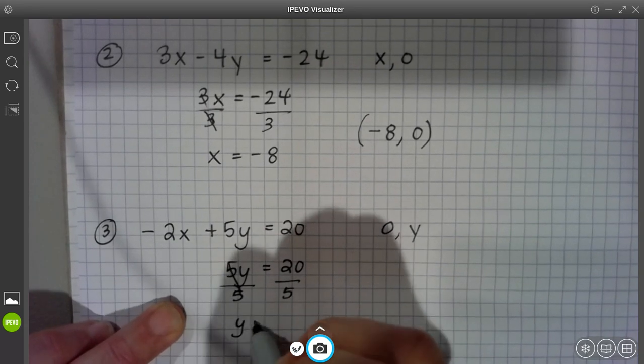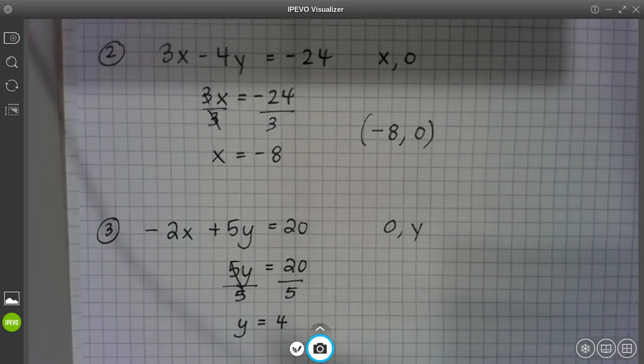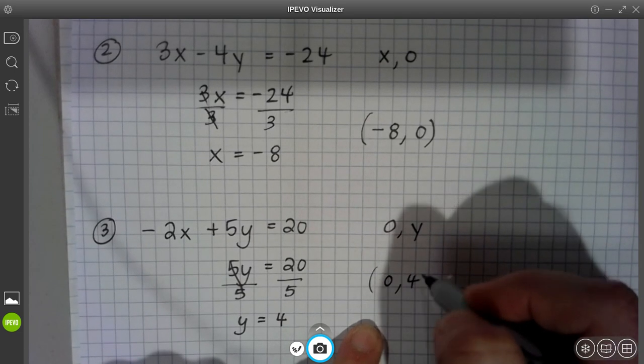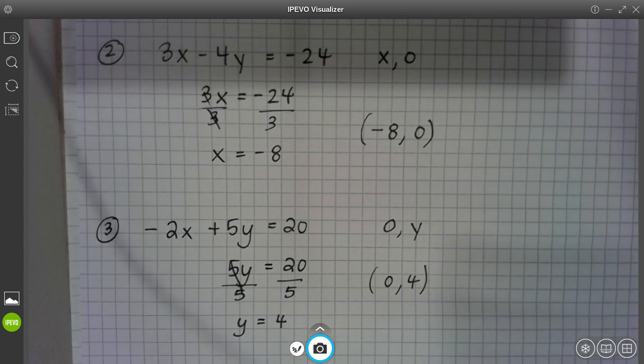And then y equals 4. So the y-intercept is positive 4. So as an ordered pair, we knew x was 0. We just found out y is 4. So that's (0, 4). Can I get a thumbs up if everybody's okay so far?